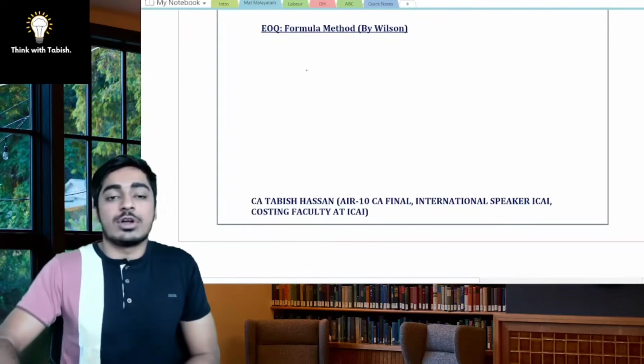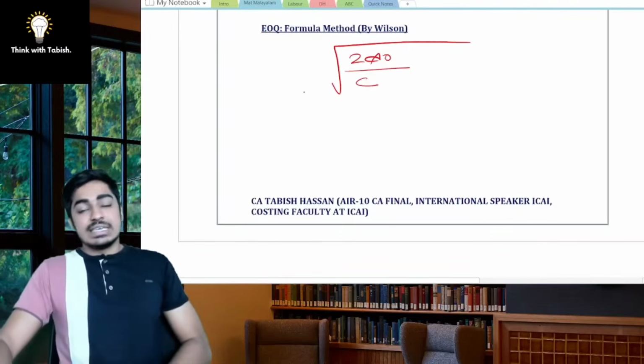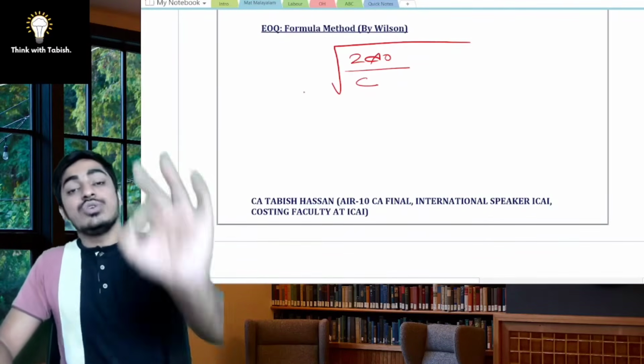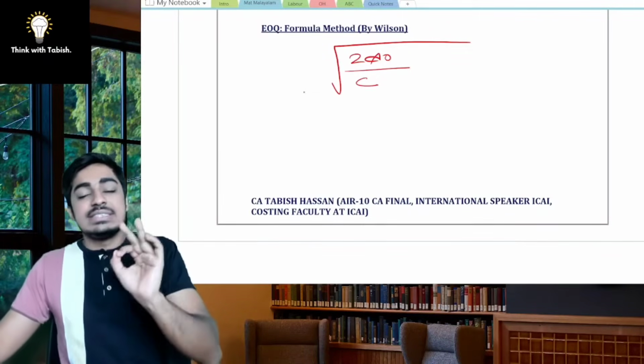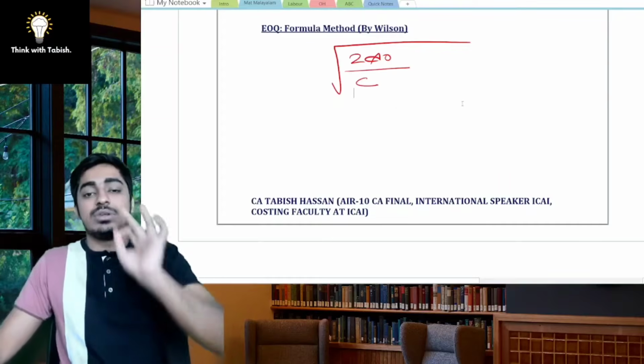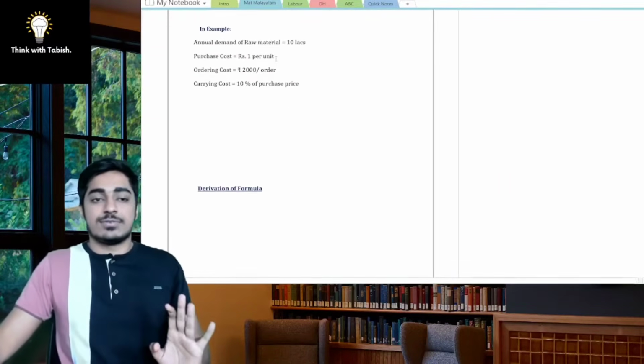How do we get it? Through a formula. EOQ is equal to square root of 2AO divided by C, wherein A is the annual demand of raw material, O is the ordering cost per order, C is the carrying cost per unit per annum. This is a fast revision batch, so we are not getting into derivation of the formula.